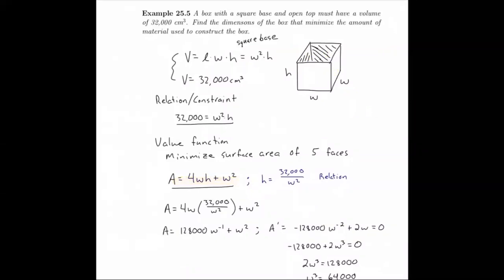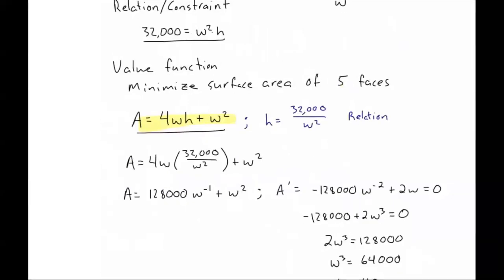And plus W squared. That's the area of the base. Remember, there's no top, so there's no area to minimize there. Okay, so I want to find the minimum of this function. Problem is, it's in terms of 2 variables. Otherwise, I would go right at it and say, take the derivative of A and set it equal to 0 and solve for the variable.